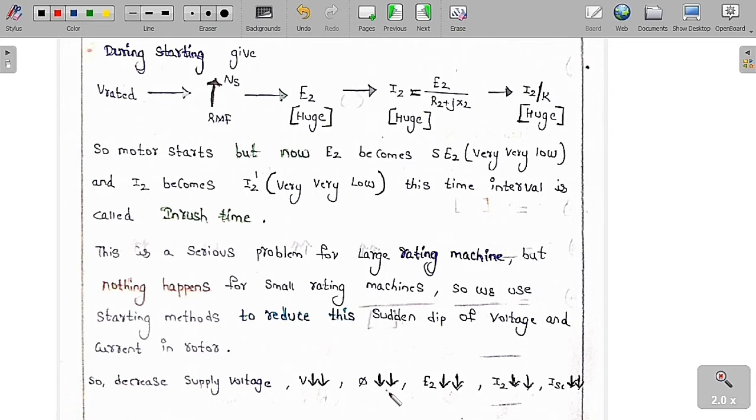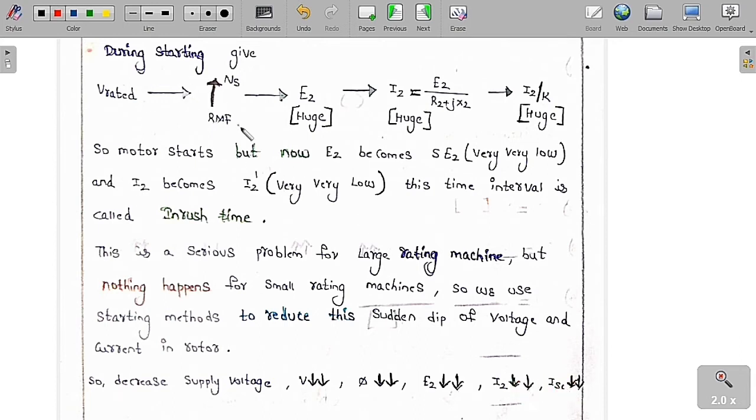All these starting methods are going to reduce the supply voltage. Therefore the flux decreases, E2 decreases, I2 decreases, and the starting current also decreases. This is the basic function of the starting methods. All the starting methods reduce the supply voltage. Simply we can say that all these are phase values. As we decrease the supply voltage, the flux decreases, E2 decreases, I2 decreases, and starting current decreases.